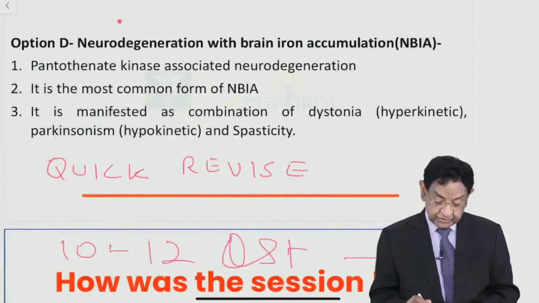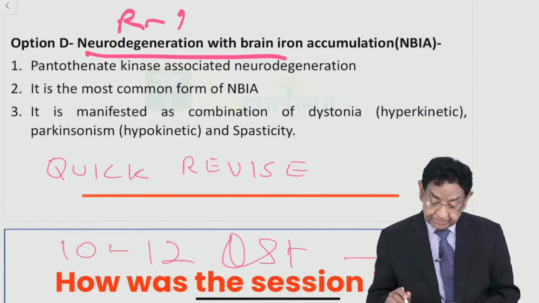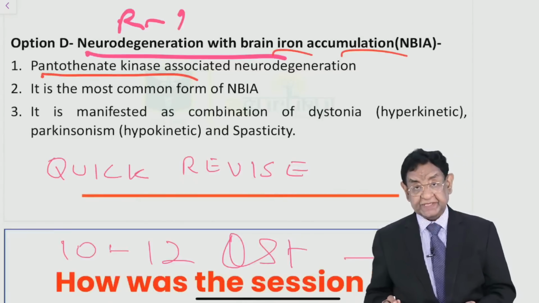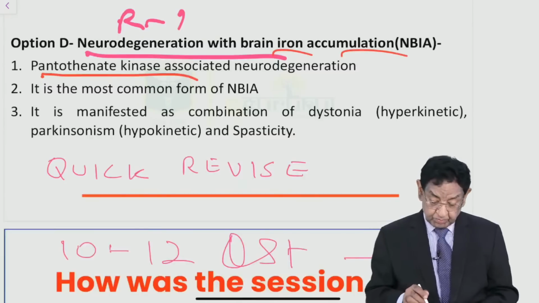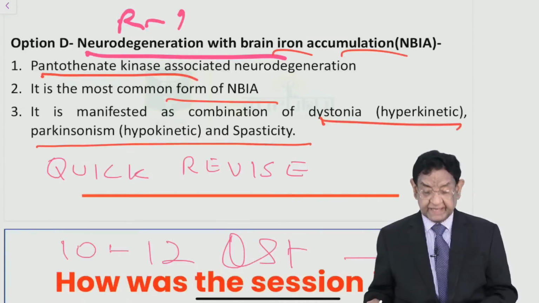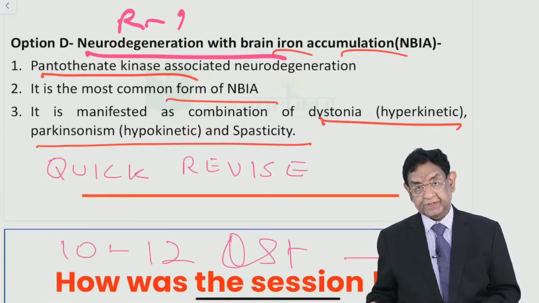And a rank 1 question, neurodegeneration with brain iron accumulation. This is pantothenate kinase associated neurodegeneration, the most common form of NBIA. There is dystonia as well as Parkinsonism and spasticity. This is a rank 1 question.